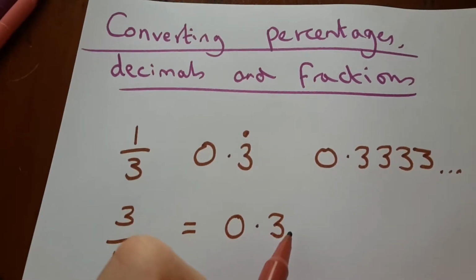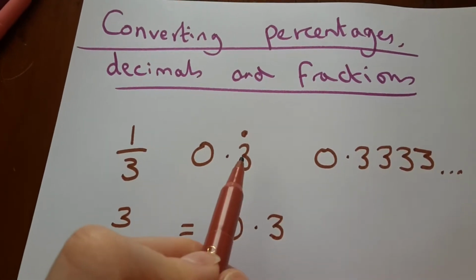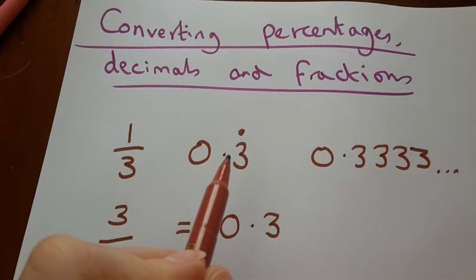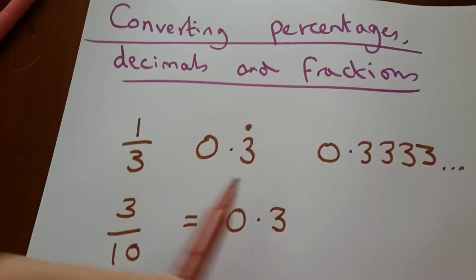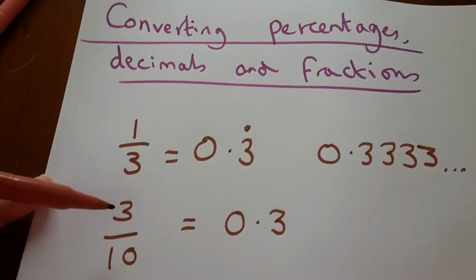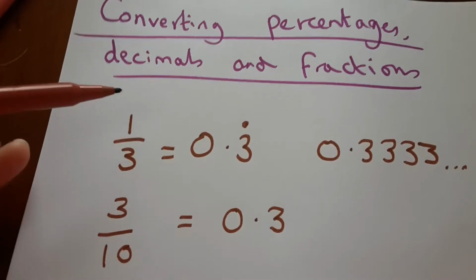This is a terminating decimal. This is a recurring decimal. This one stops, it terminates. This one recurs, it goes on forever. You must be really clear that you know the difference between 3/10 and 1/3.